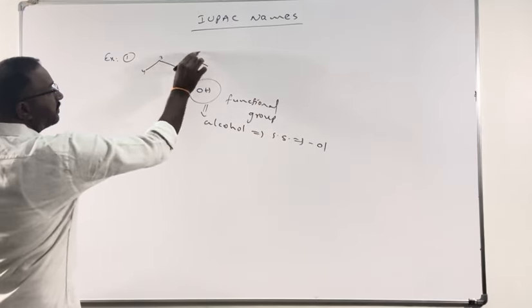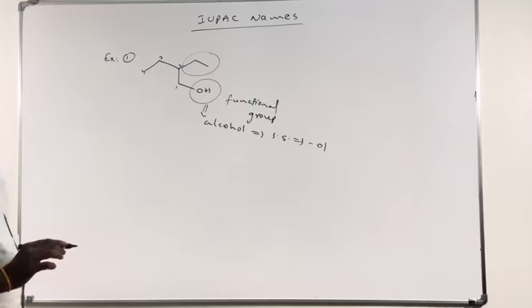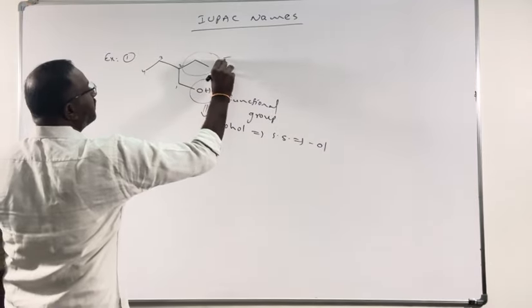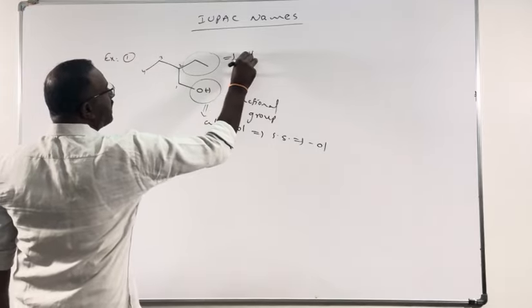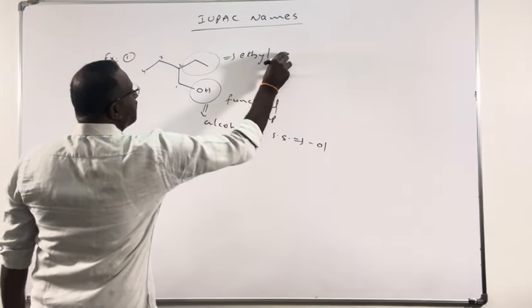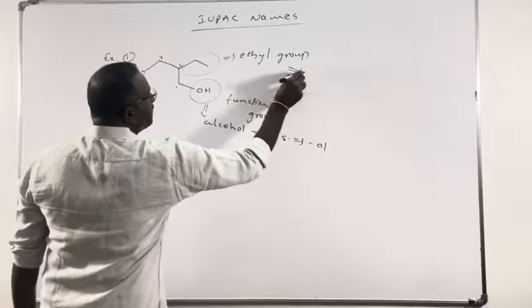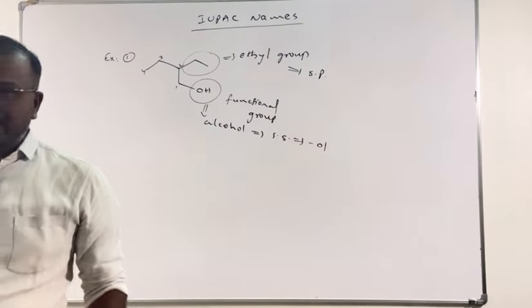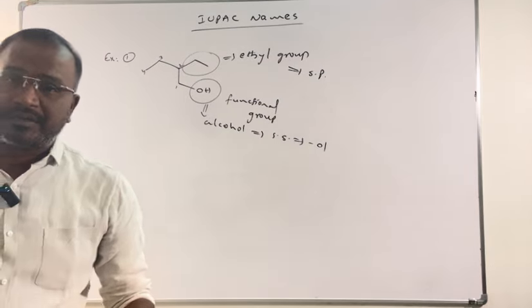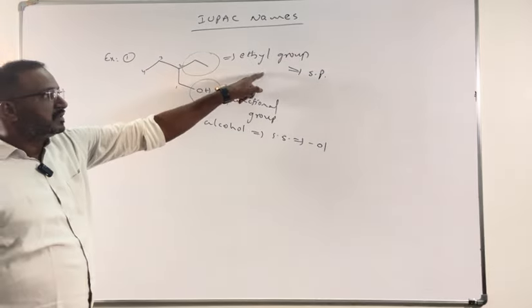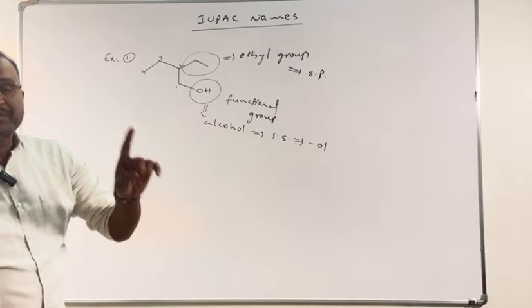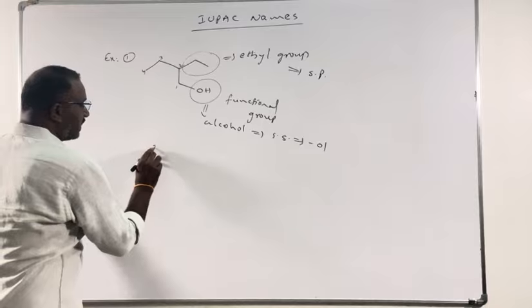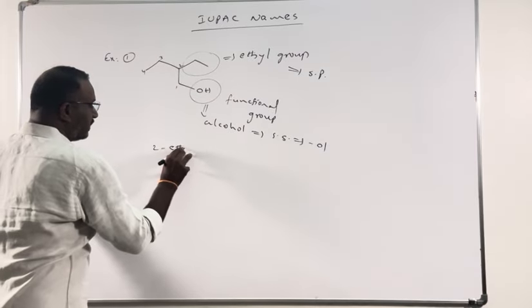If you observe one thing, this is a substituent which is linked to a secondary carbon. That substituent is an ethyl group. So this comes under secondary prefix. All substituents and lowest priority groups come under secondary prefix. In the IUPAC name, first we have to mention the secondary prefix name. So let me write that name: 2-ethyl.